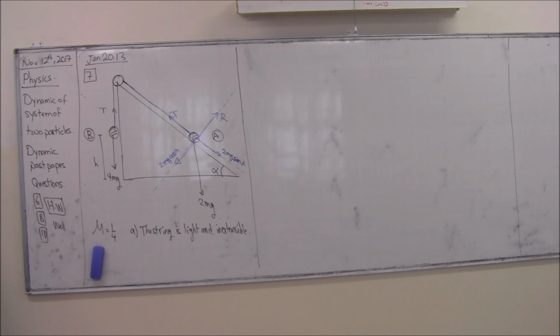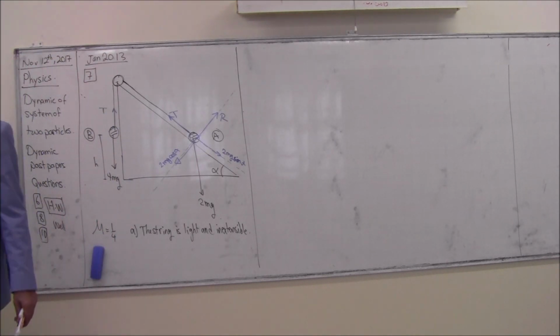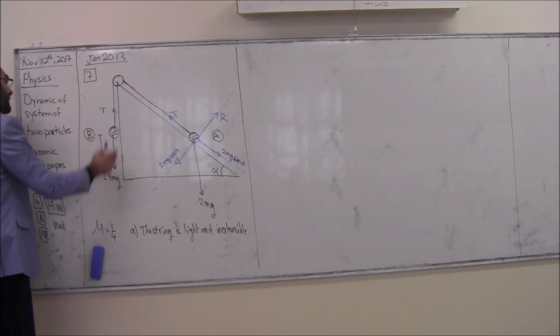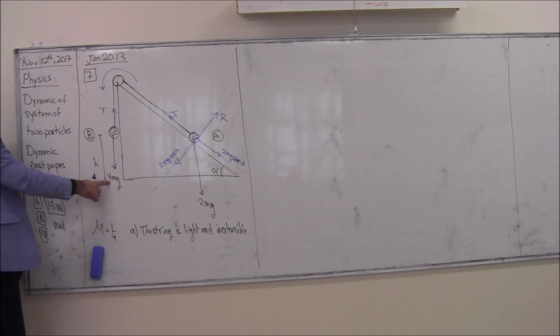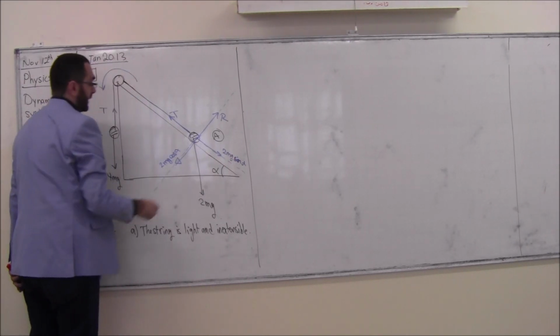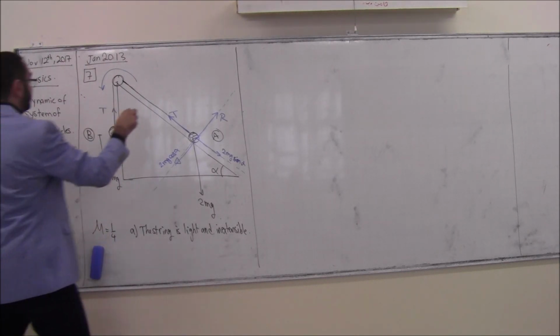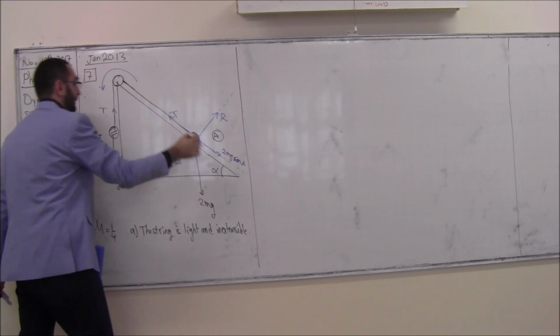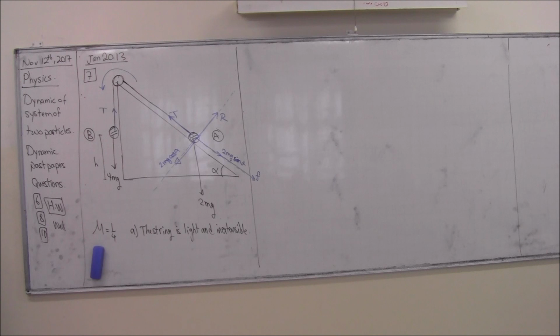Listen, the normal is this way. Now, where is the direction of motion? It's mentioned: the motion until B hits the ground. B hits the ground, so the motion is in this way. We have 4mg here and 2mg sine alpha. The motion is this way, so the friction is in this way. Clear? Any question about this?